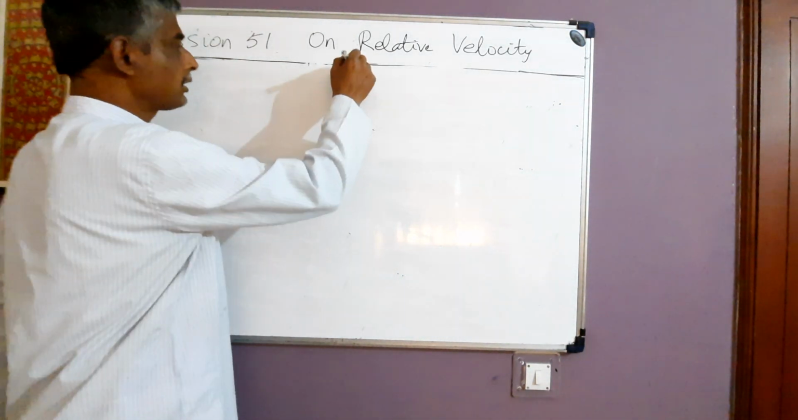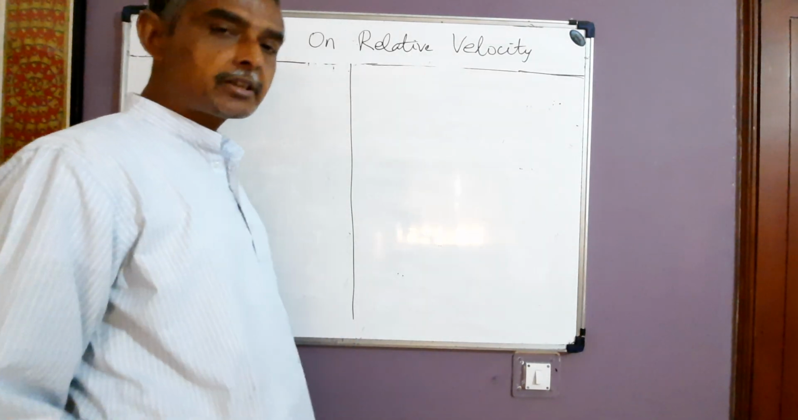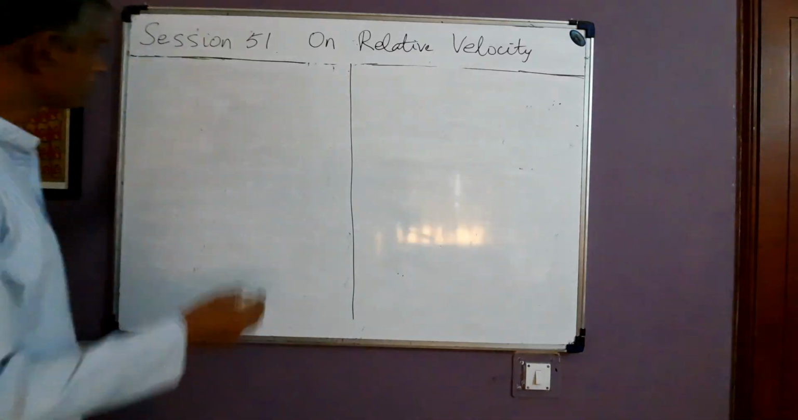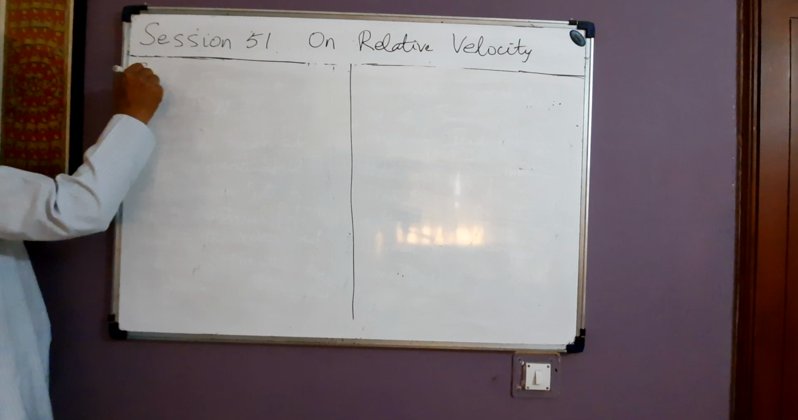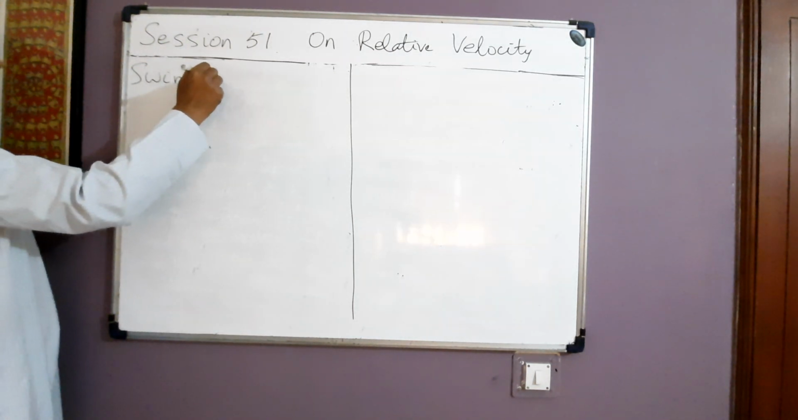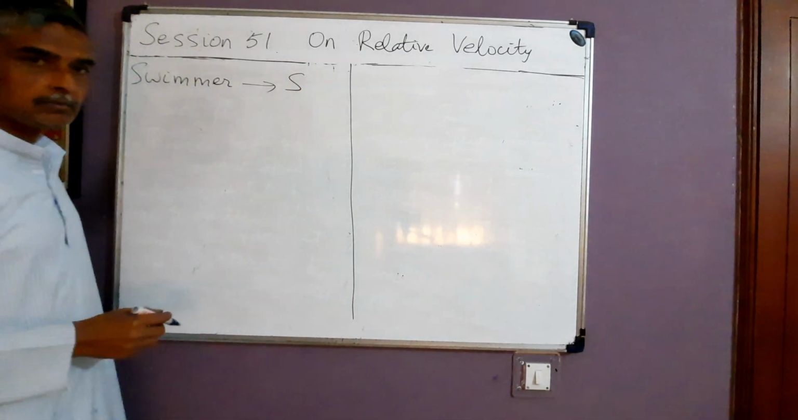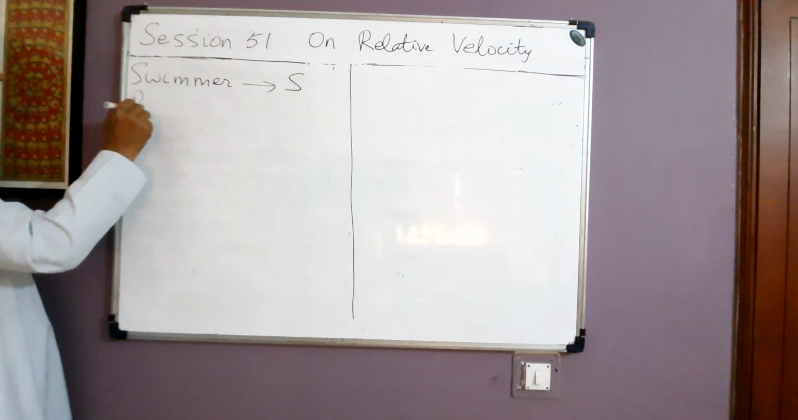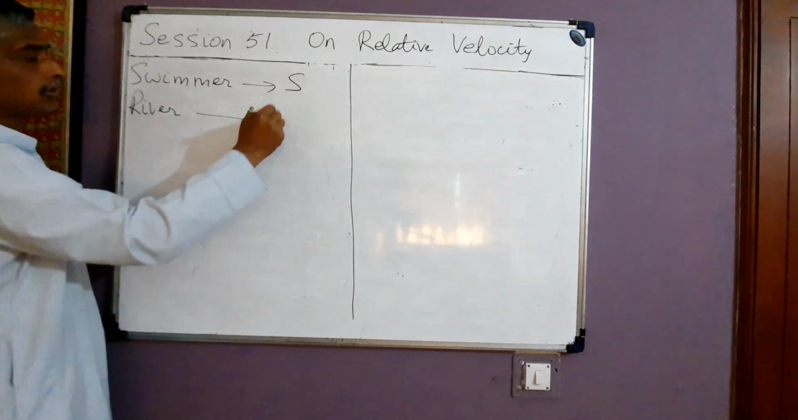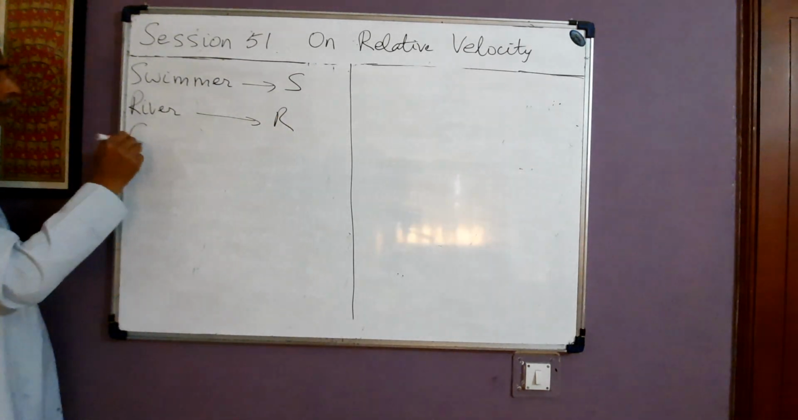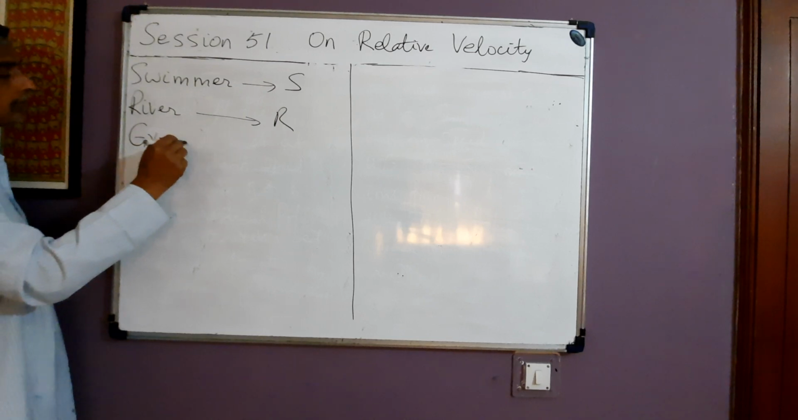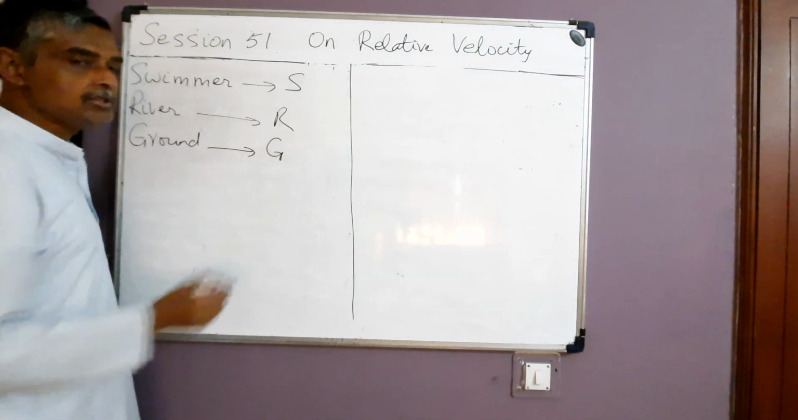So now first what we do again, we identify the object under consideration and frames under consideration. So object under consideration is swimmer, which is denoted by S say. Instead of M frame we have river, denoted by R say. Instead of F frame we have the ground frame, denoted by G say.